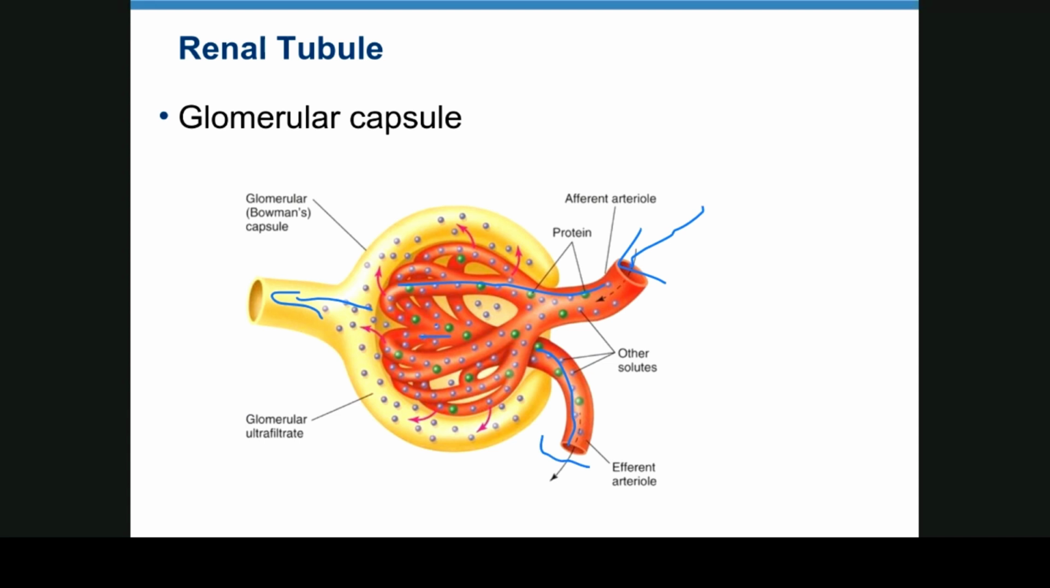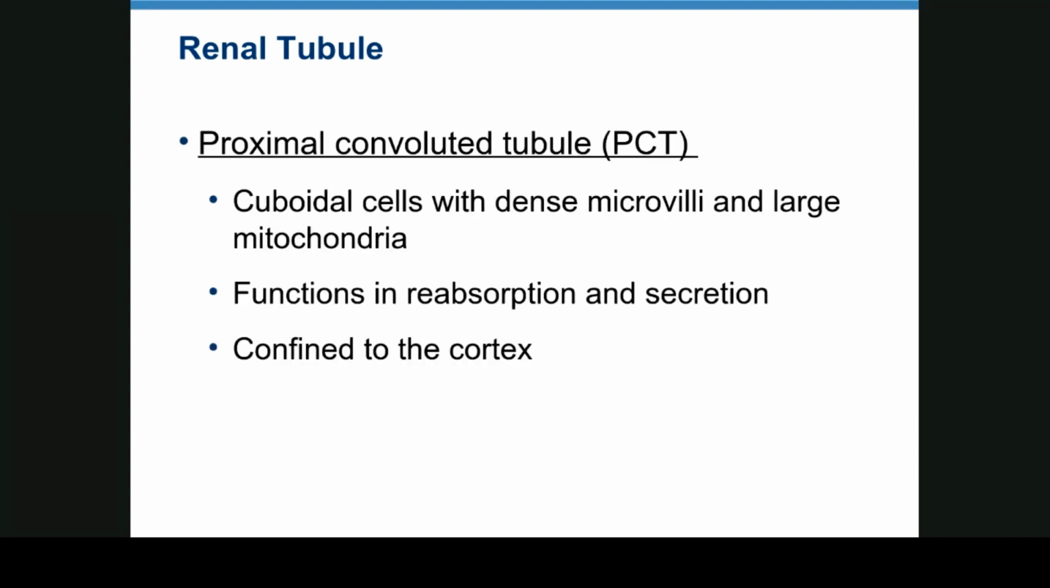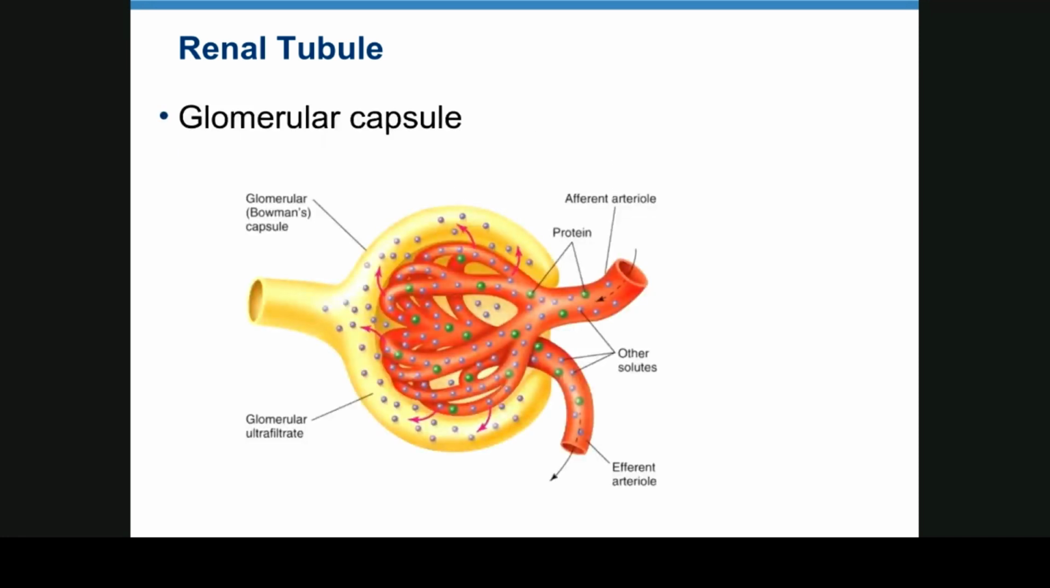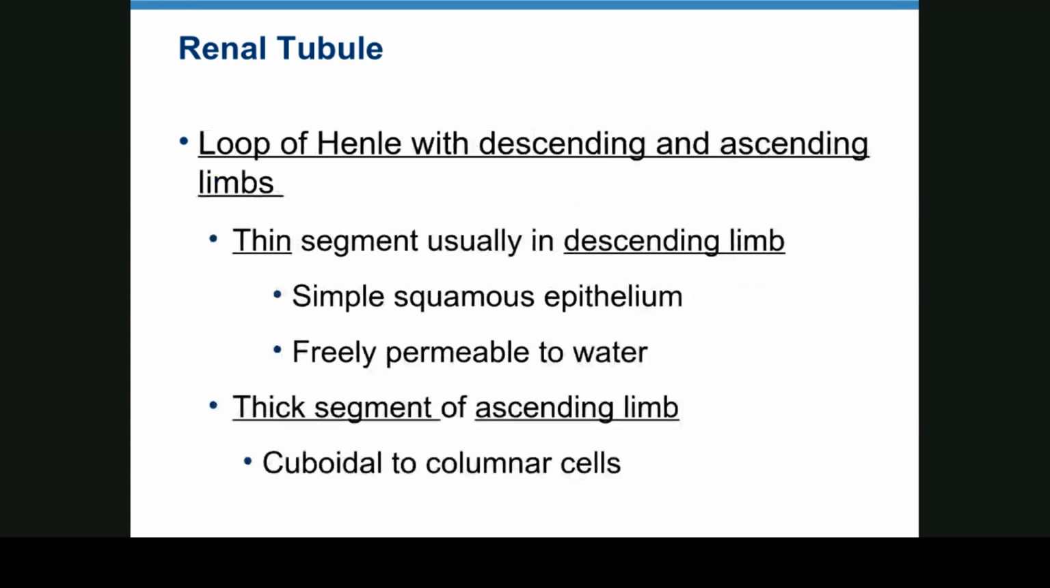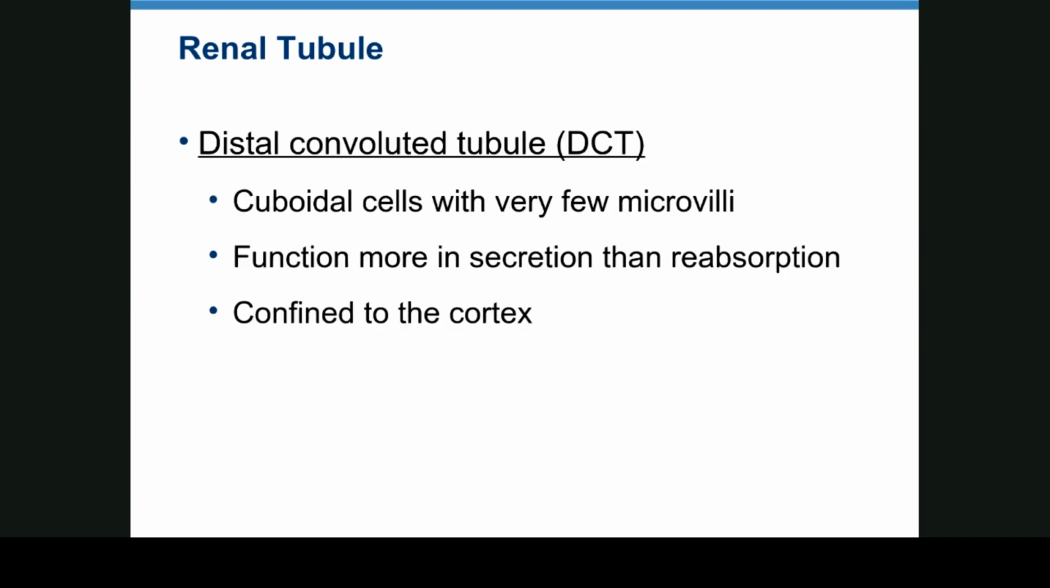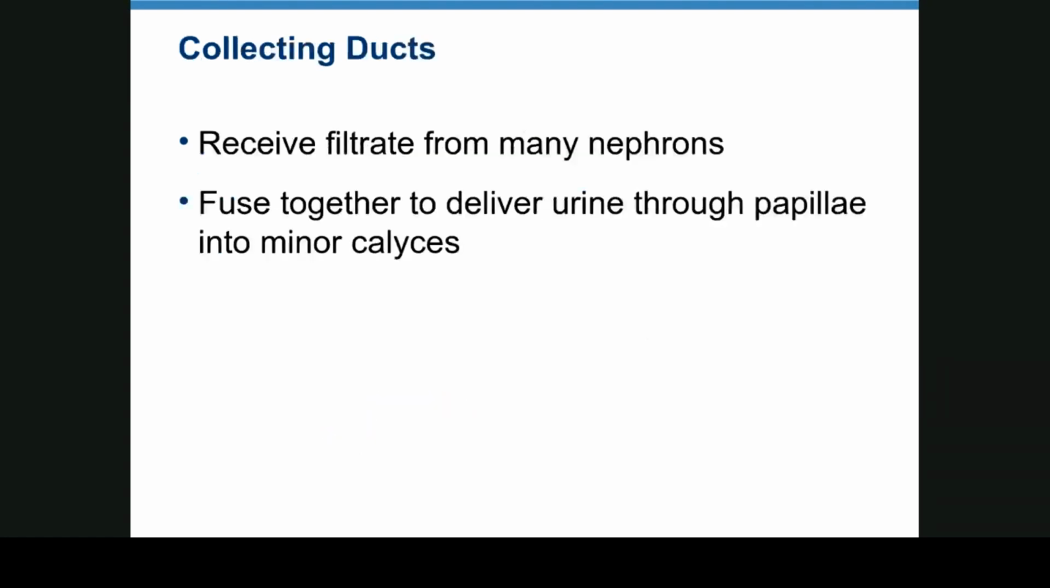Now, the efferent arteriole goes on to become a tubular capillary that sits next to the tubules. Let's look at the tubules first. Proximal convoluted tubule is the first tubule that comes off of the glomerulus, and then the loop of Henle. It's just a loop, descending first, which is thin, freely permeable to water, then thick, less permeable to water. And then distal convoluted tubule. Convoluted means twisty-turny. And that's the last part of your tubule.